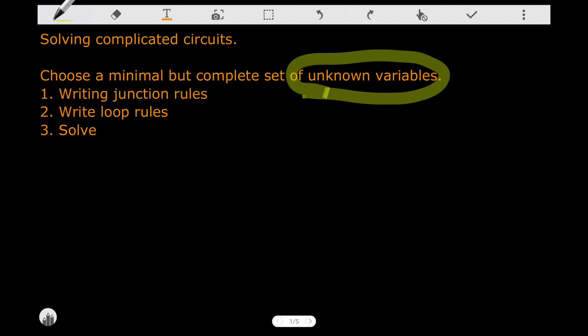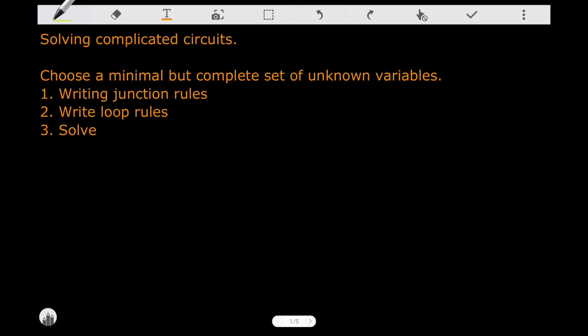So after identifying the unknowns, you need to write down the junction rules, Kirchhoff's junction rules, and the loop rules, and then you have a bunch of equations with lots of unknowns in them, and solve them.